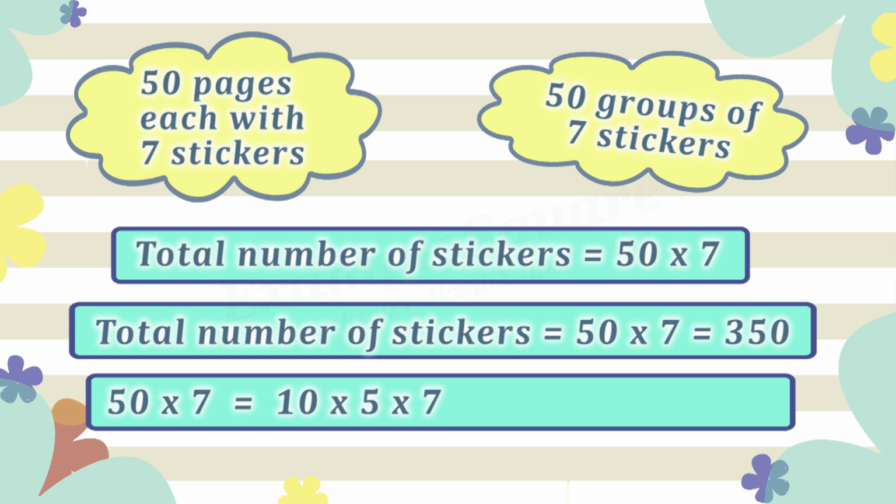The calculation then becomes 10 multiplied by 5 multiplied by 7. 5 multiplied by 7 is 35 and 10 multiplied by 35 is 350. So there are 350 stickers in the book.